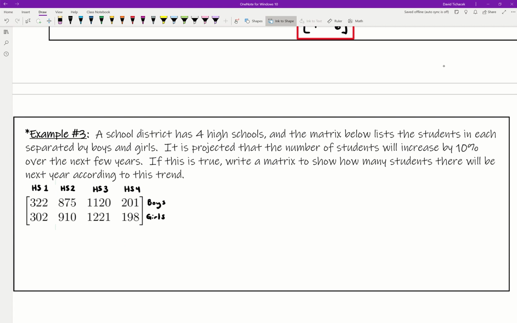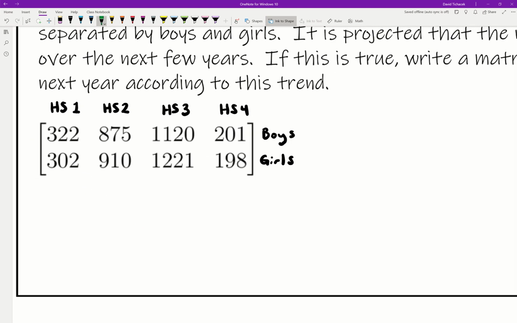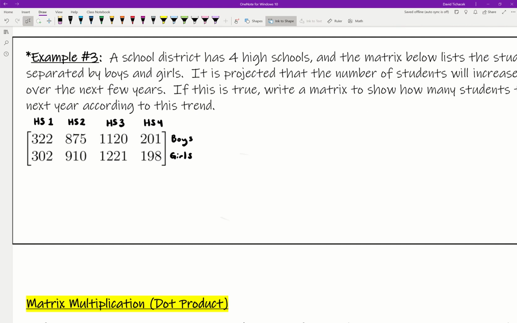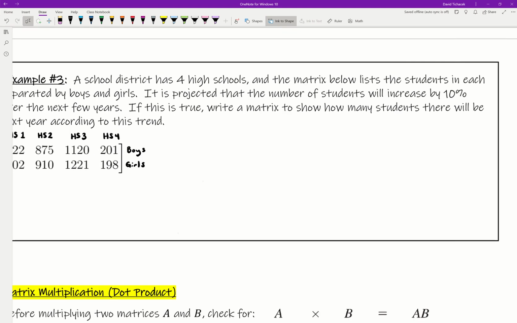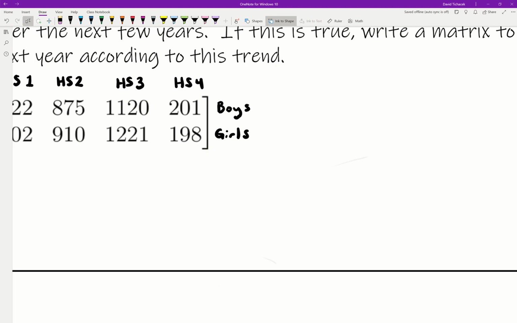All right. And then it continues to say it is projected that the number of students will increase by 10% over the next few years. Okay, so these are the number of students, boys and girls. We'll take the first row to mean boys, the second row to mean girls. And it says that we are projecting to have an increase of 10% on top of these numbers here. And so it says, if this is true, write a matrix to show how many students there will be next year according to this trend.